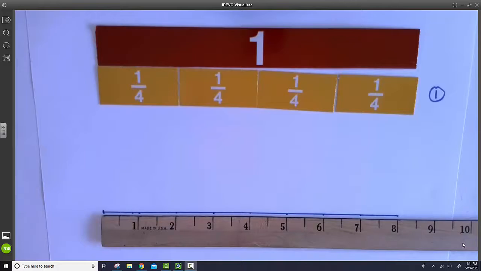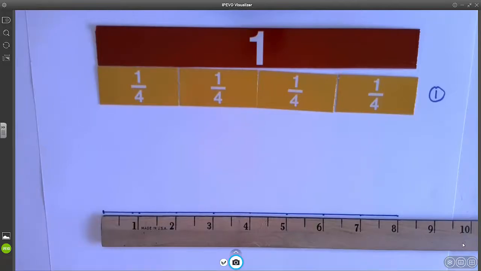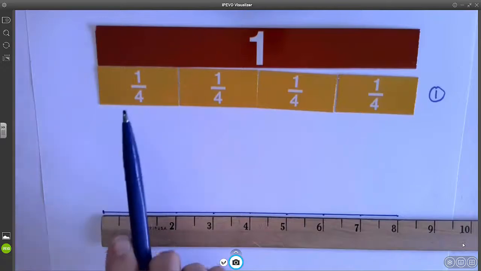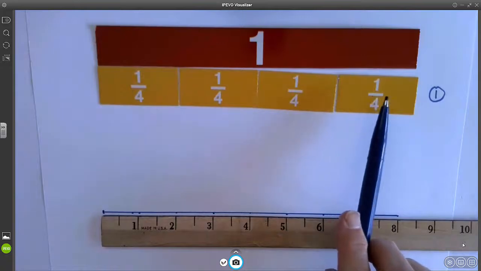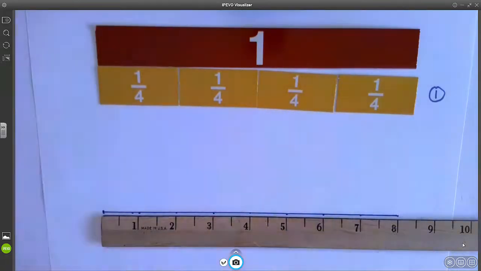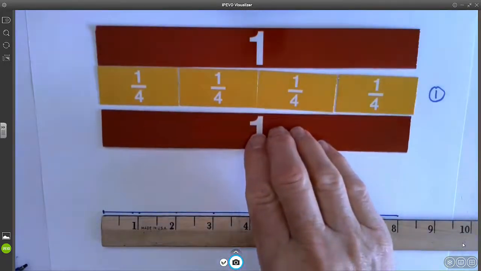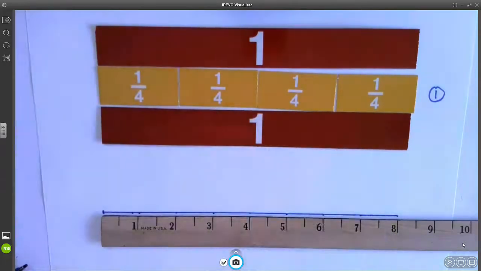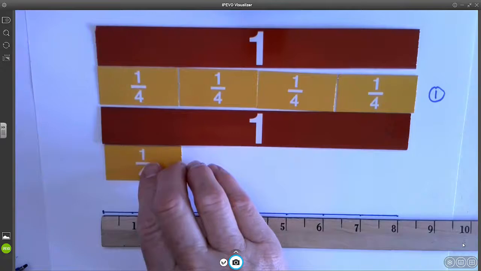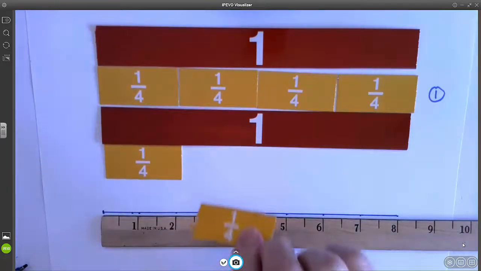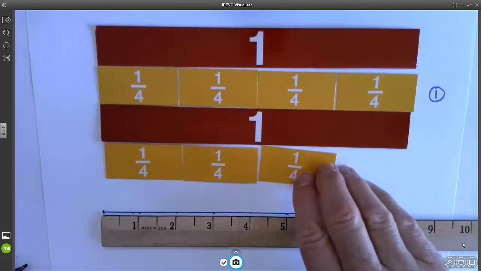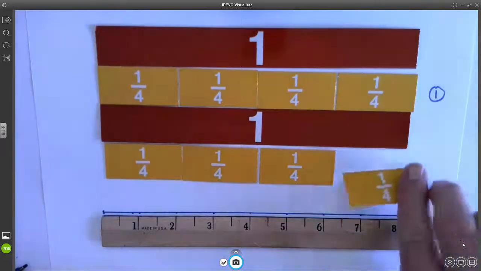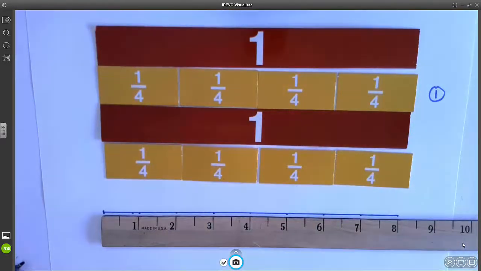But again, we want to see what it would look like if we had additional pieces. So far we have 1/4, 2/4, 3/4, 4/4, and 4/4 would equal 1 whole. But what if we had more fourths that we wanted to represent? So again, we'll put this 1 whole as a marker, and we'll add. Now we have 5/4, 6/4, 7/4, and 8/4. We have another whole.